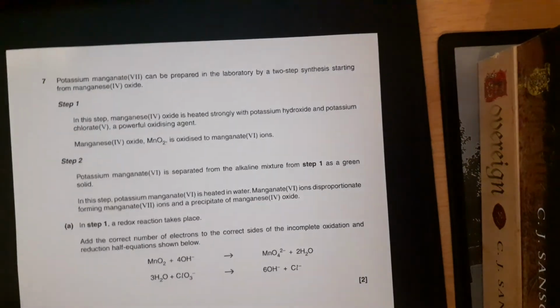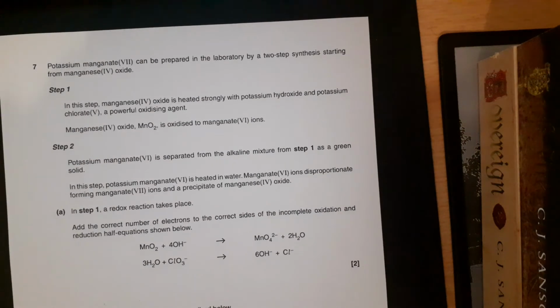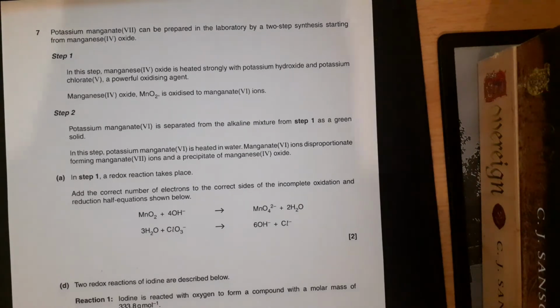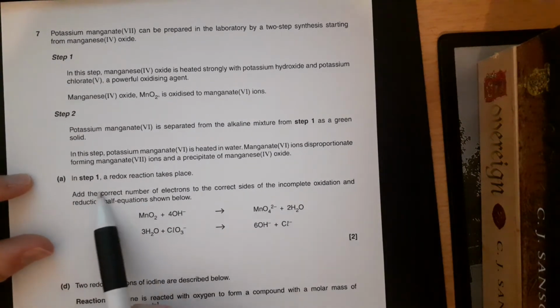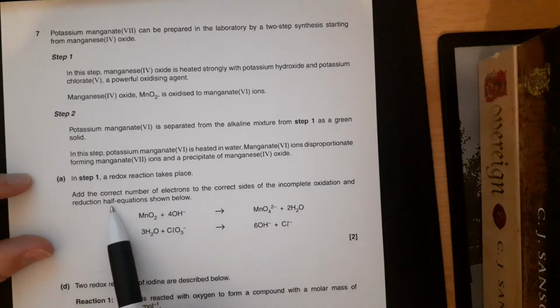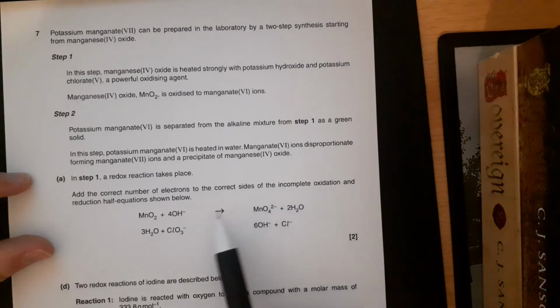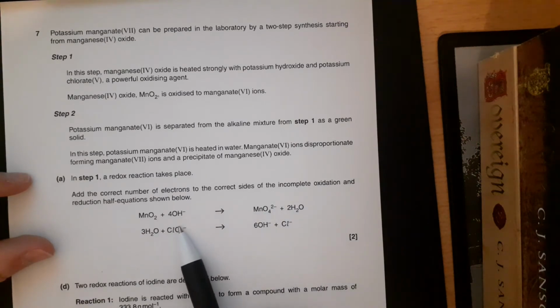Okay, got a different question here. Again, we've got various different steps in the equation, so they tend to like these sort of multiple step things, kind of confusing. Again, I'm not going to look at this yet, I'm just going to look at the question first. So a redox reaction takes place. Add the correct number of electrons to the correct sides of the incomplete oxidation and reduction half equations. Okay, so we just need to add electrons into these. So this isn't too bad.